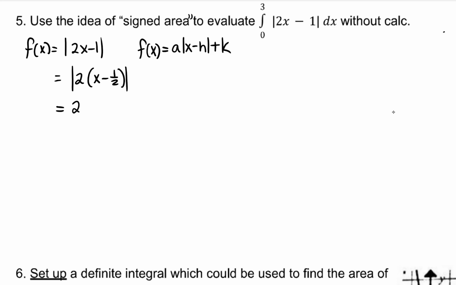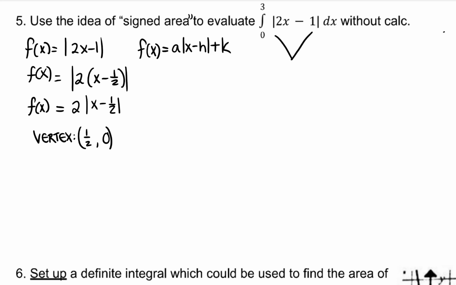The absolute value of a product is the absolute value of each piece of that product separately, so 2 times absolute value x minus 1/2. The vertex for an absolute value is at h comma k, so our vertex is at 1/2, 0. And the slopes of the lines that make up the V will be -2 and +2. Up 2 over 1, up 2 to the left 1.